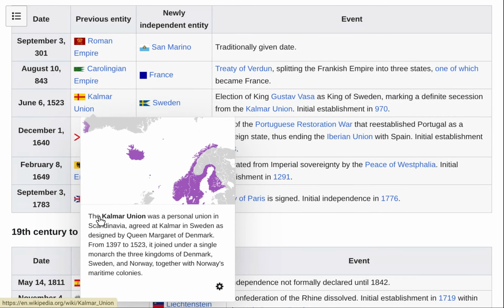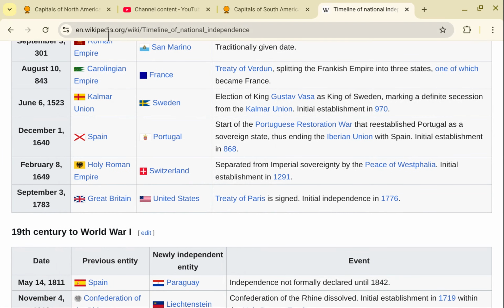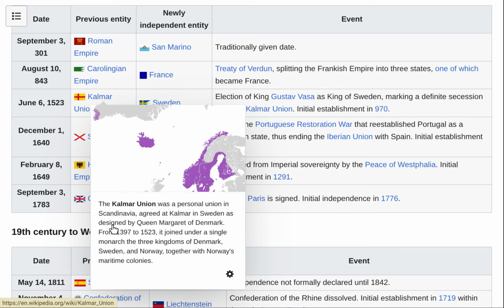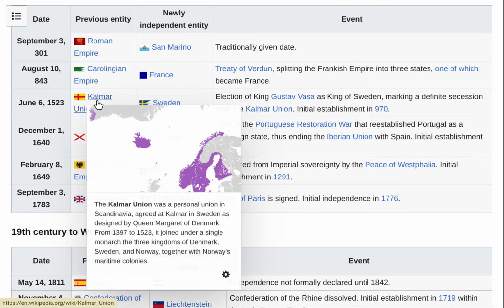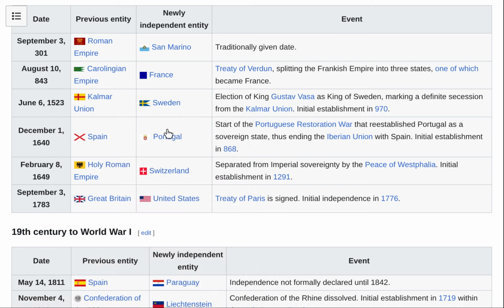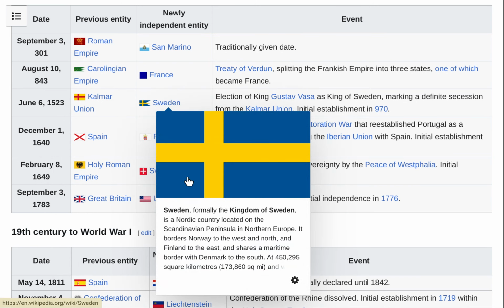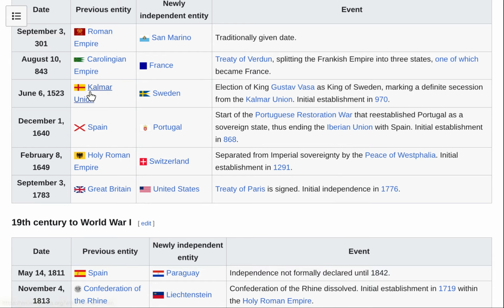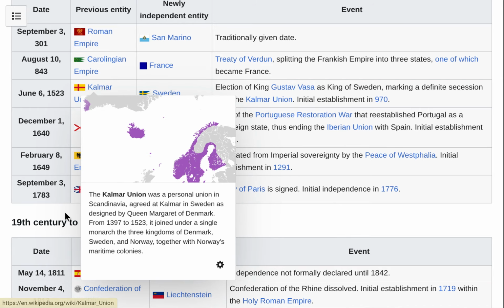It was a personal union, hold up, I went off it. Scandinavia agreed at Kalmar in Sweden, as designed by Queen Margaret of Denmark. From 1397 to 1523, it joined under a single monarch the three kingdoms of Denmark, Sweden, and Norway together with Norway's maritime colonies. Interesting fact there for you. And if you don't know, that's the Sweden flag, and as you can see here, it's part of the Kalmar Union.